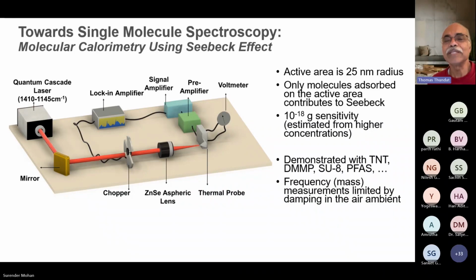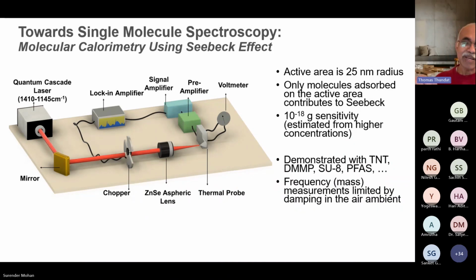So what we have shown is that we can chemically detect, or get the chemical signature of, 10 to the power minus 18 gram of material adsorbed on the surface. And we demonstrated this with TNT, trinitrotoluene, DMMP, which is a chemical agent simulant, SU8, and PFAS, perfluoroalkyl compounds. And since this Seebeck probe is also a cantilever, we can measure the mass using that idea too.